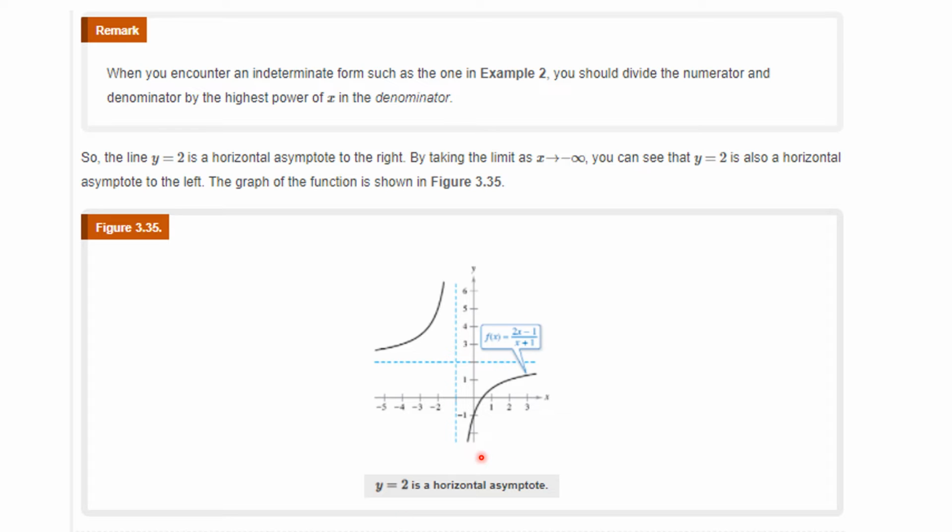And in fact, here you can see a graph of that, and you see that we do have a horizontal asymptote. And note that in this problem we also have a vertical asymptote. When you encounter an indeterminate form, such as the one in example 2, and this is the generalizable result, you should divide the numerator and the denominator by the highest power of x in the denominator. So y equals 2 is a horizontal asymptote to the right, and it's also the horizontal asymptote to the left. And this is the graph of the function. I already mentioned that, yes, you have vertical asymptotes here as well.